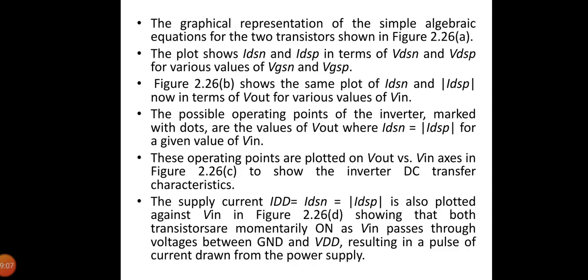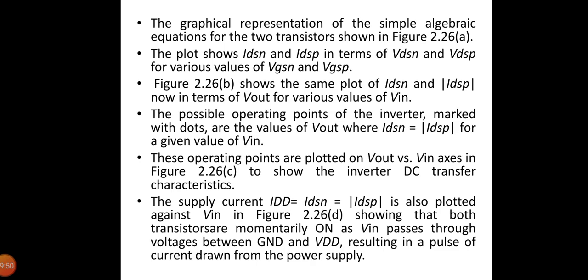The graphical representation of the simple algebraic equations for the two transistors is shown in figure A. The plot shows IDSN and IDSP in terms of VDSN and VDSP for various values of VGSN and VGSP. The second diagram shows the same plot of IDSN and IDSP now in terms of Vout for various values of Vin. The possible operating points of the inverter, marked with dots, are the values of Vout where IDSN is equal to IDSP for a given value of Vin. These operating points are plotted on Vout versus Vin axes to show the inverter DC transfer characteristics.